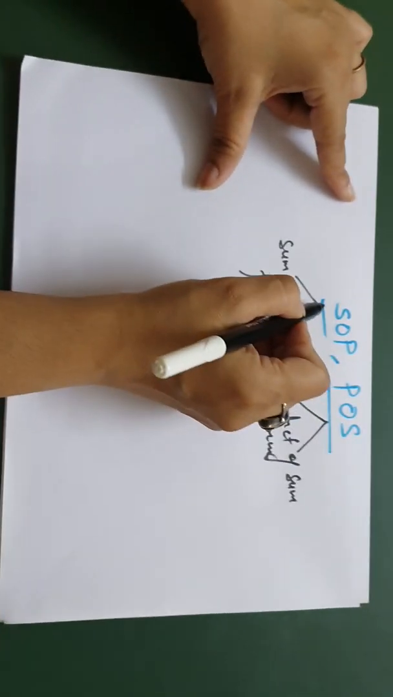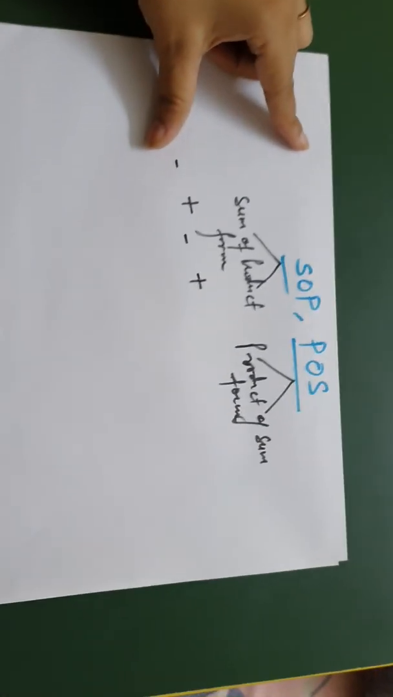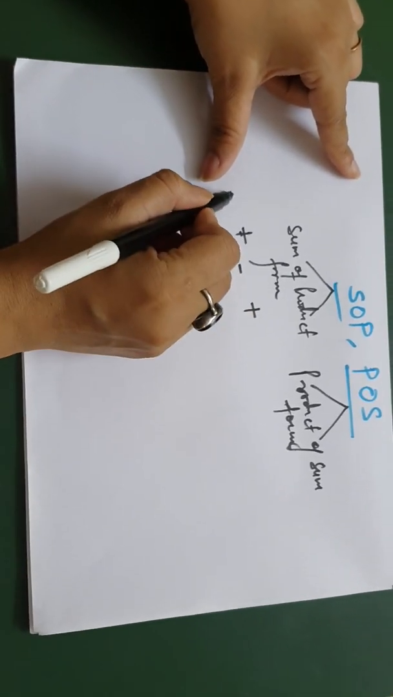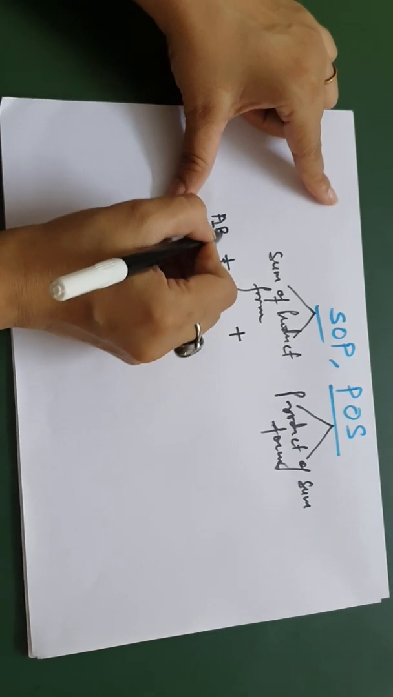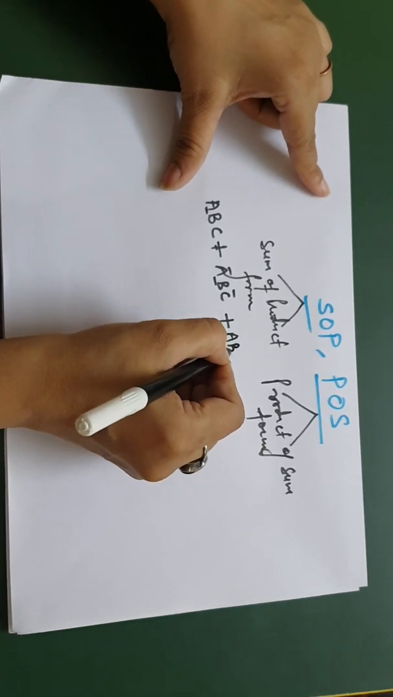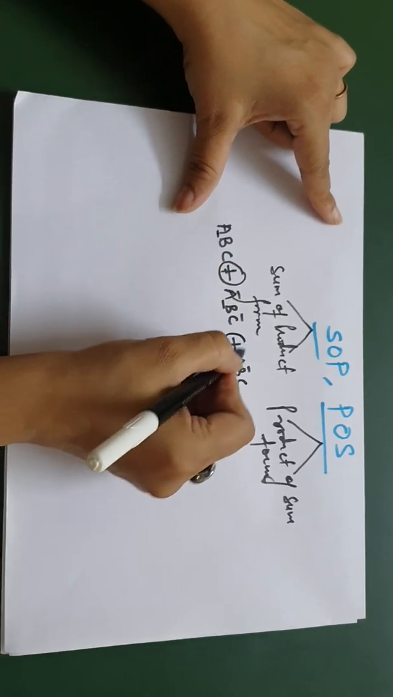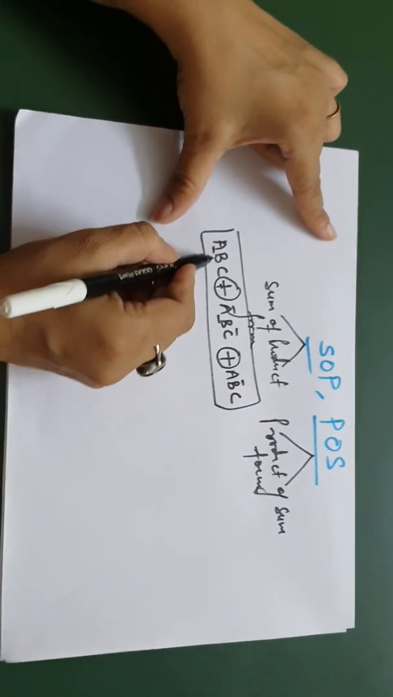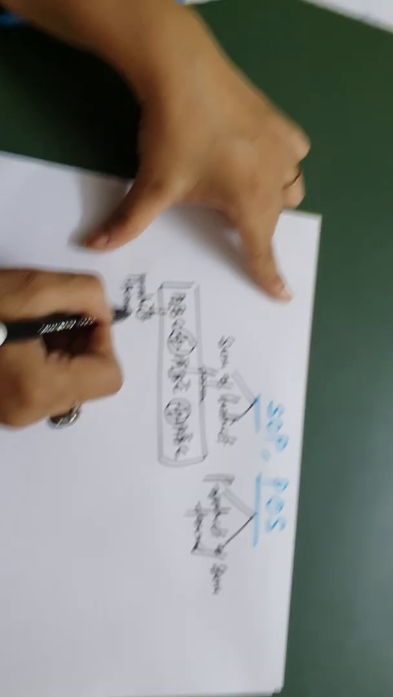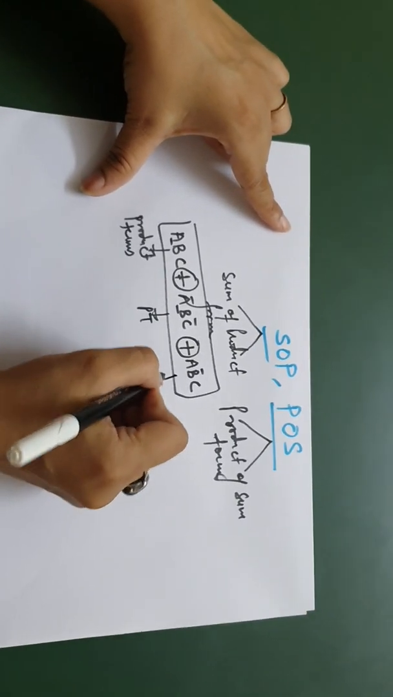What exactly does sum of product form mean? Try to understand this. Sum of product form, or sum of product terms. Suppose we write A B C, A bar B C bar, A B bar C. This is the sum of product form. These are my product terms: this is one product term, this is the second product term, and this is my third product term.